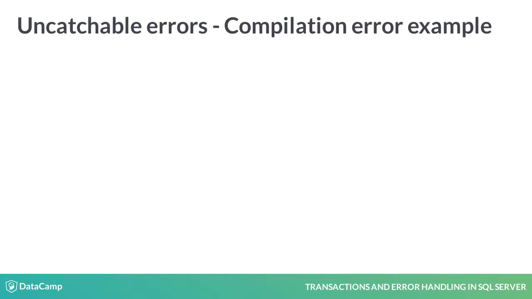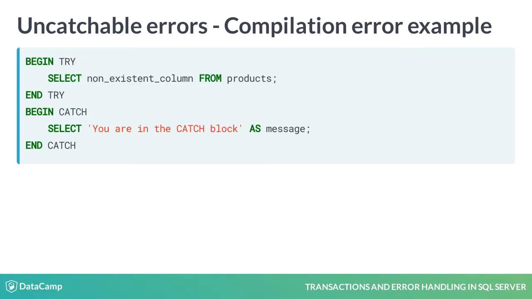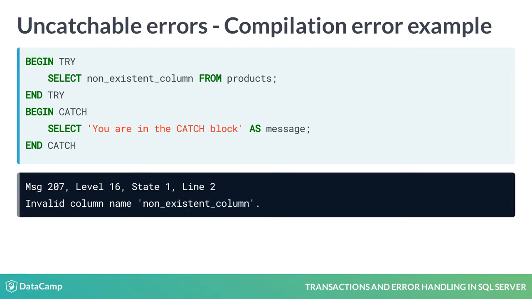Let's see one example where an error can't be caught. In this code, we are trying to select from the product table a column named non-existent column. If we execute this block of code, we get an error because the product table doesn't have this column. Notice the output doesn't show the text you are in the catch block. As this is a compilation error, the catch block can't handle the error.